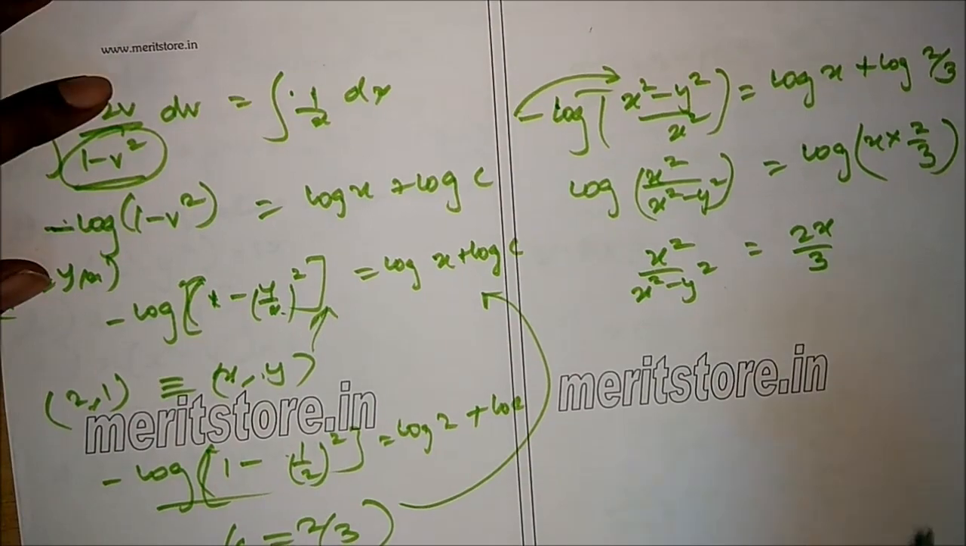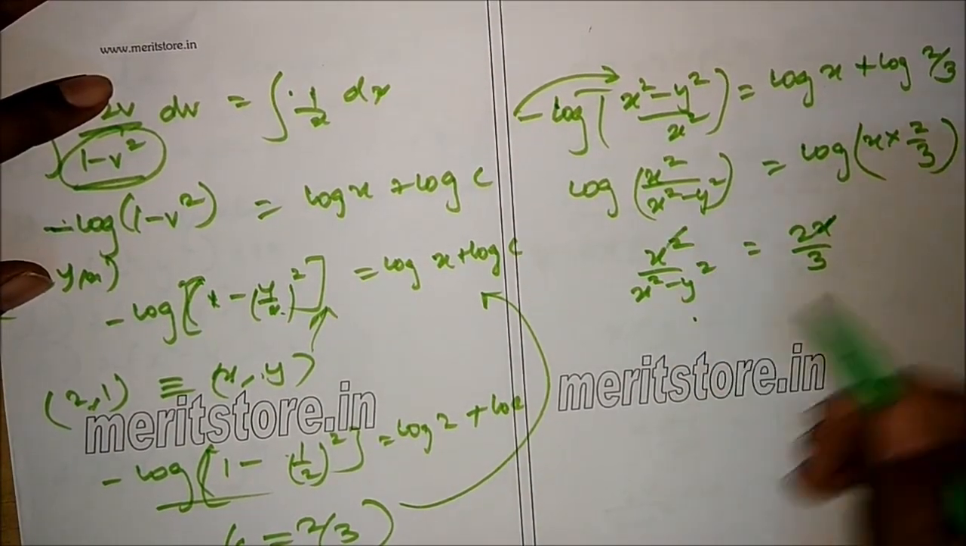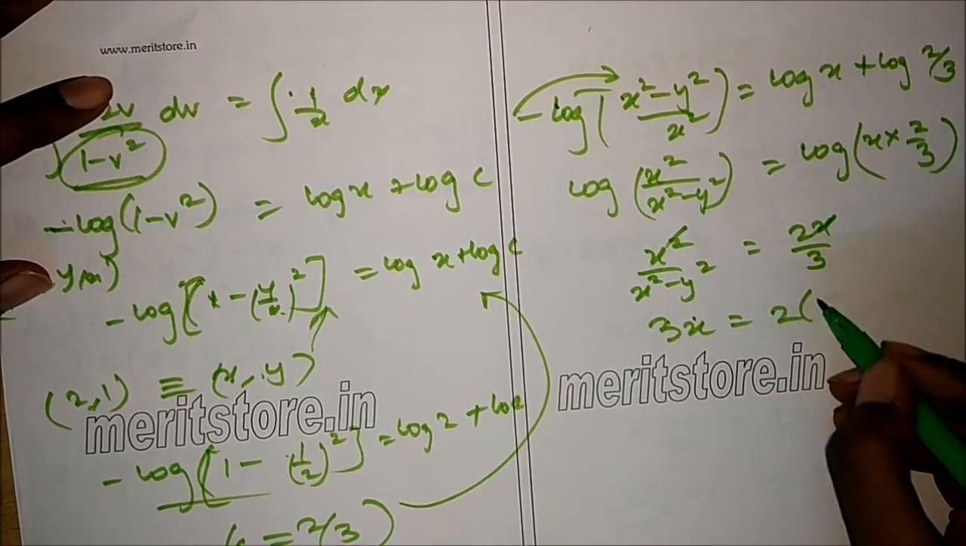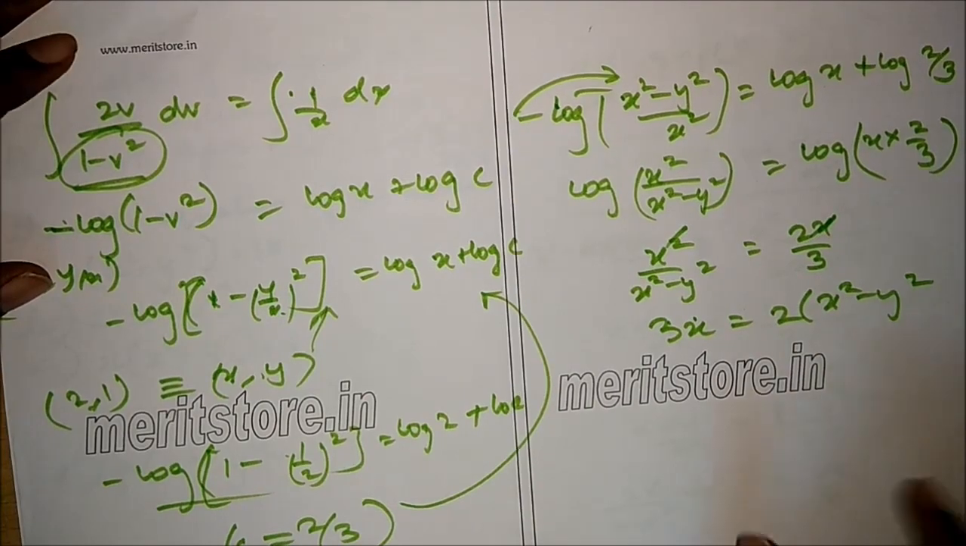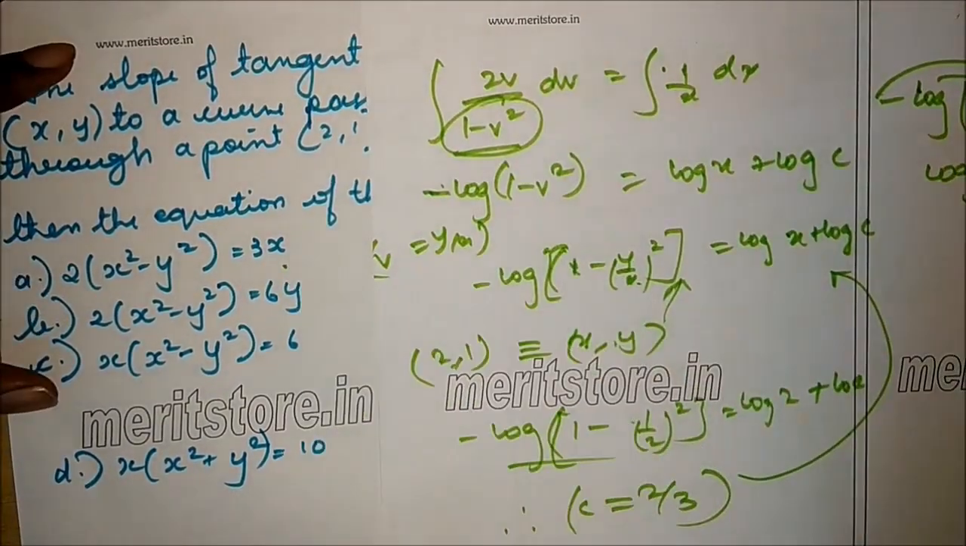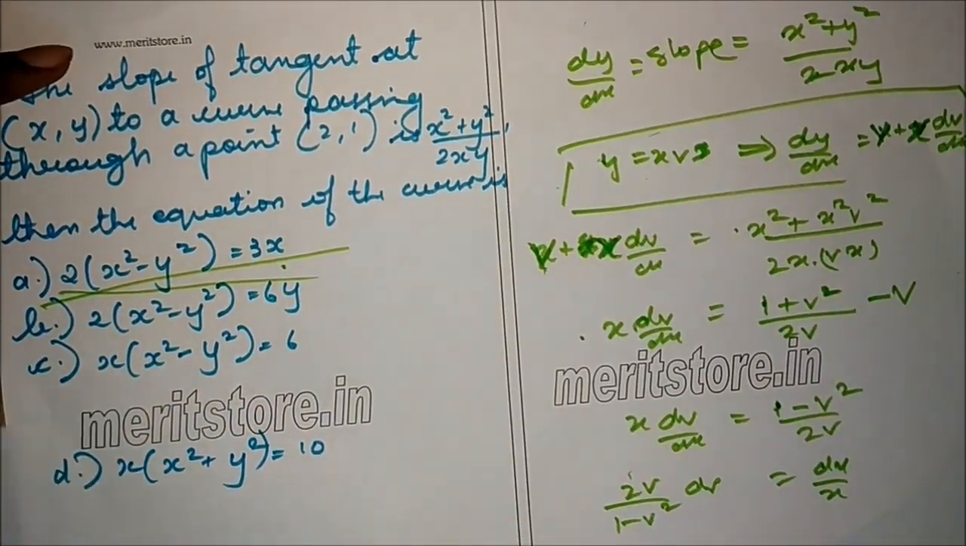So shuffling the terms, we get, again, now x gets cancelled. We are left with 3x equal to 2 into x square minus y square. So comparing with the options, we get 3x equals 2 into x square minus y square. So the equation of the curve is option A.